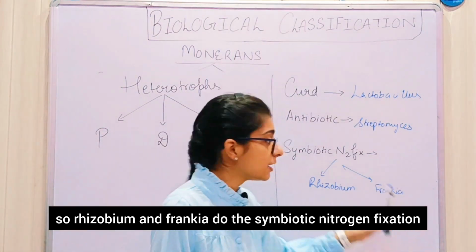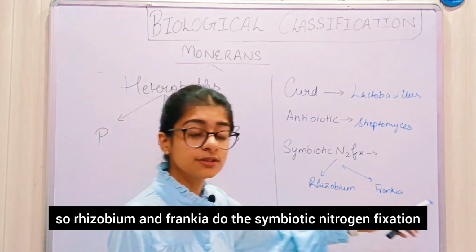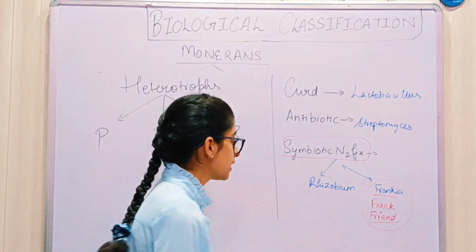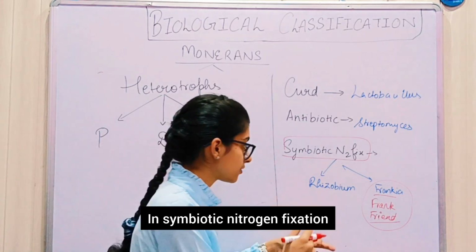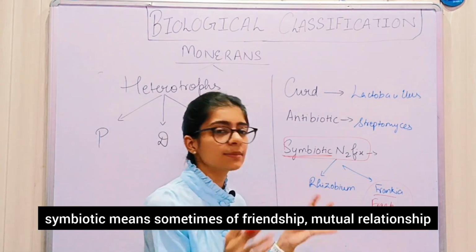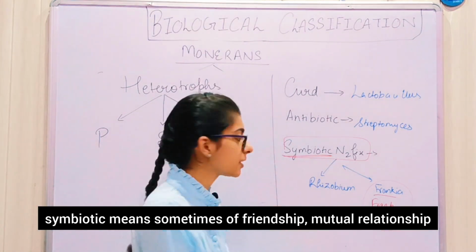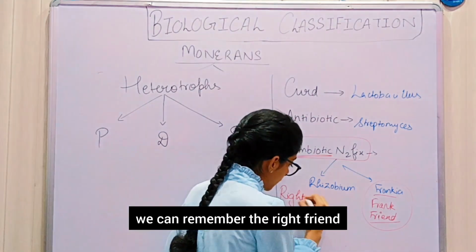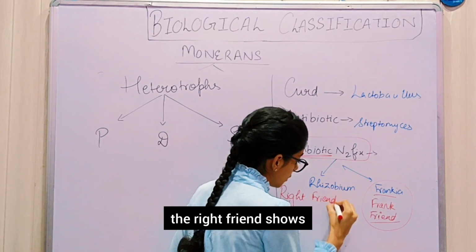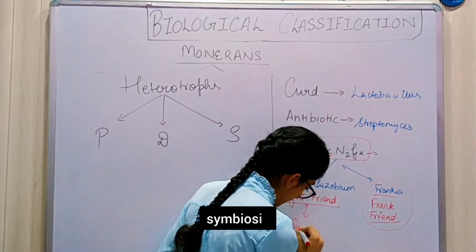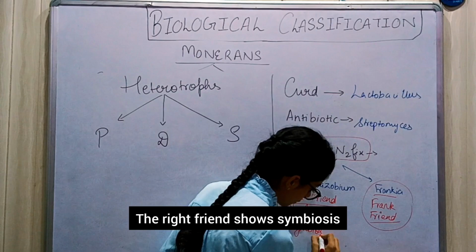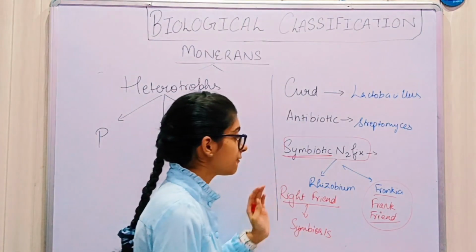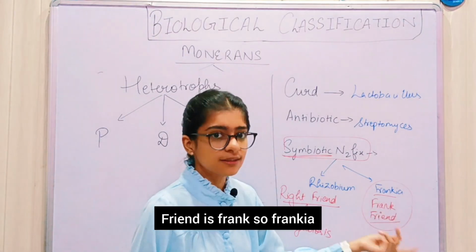Rhizobium and Frankia do the symbiotic nitrogen fixation. So I have a trick for you for the symbiotic nitrogen fixation. Symbiotic means of friendship, a mutual relationship. So we can remember: the right friend shows symbiosis. Right, Rhizobium, it rhymes. Friend is Frank, so Frankia.